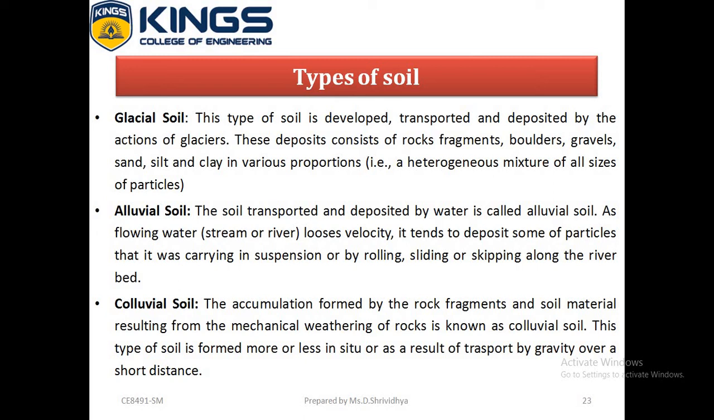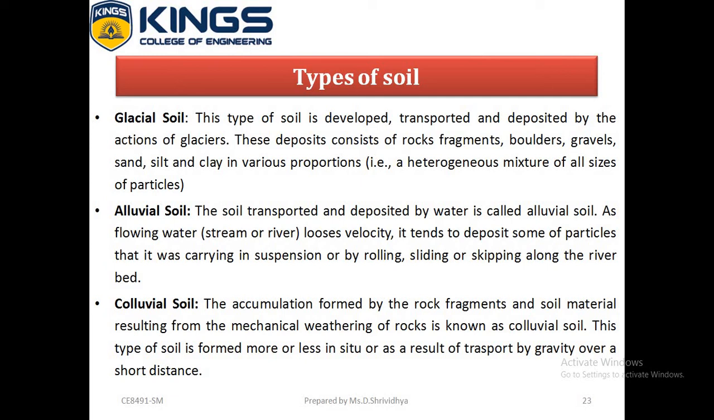Next comes alluvial soil. The soil transported and deposited by water is called alluvial soil. As flowing water loses its velocity, it tends to deposit some of the particles that it was carrying in suspension or by rolling, sliding or skipping along the river bed.